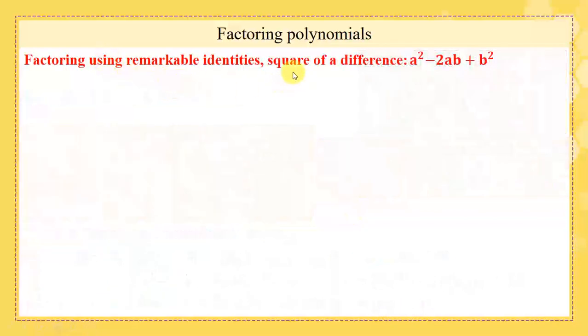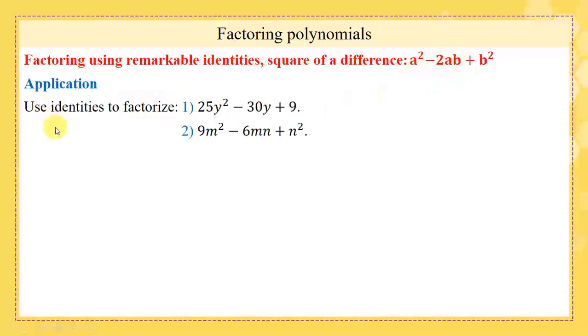Factoring using remarkable identities. Square of a difference: a squared minus 2ab plus b squared. Application: use the identities to factorize the following. Please pause the video and try it by yourself.